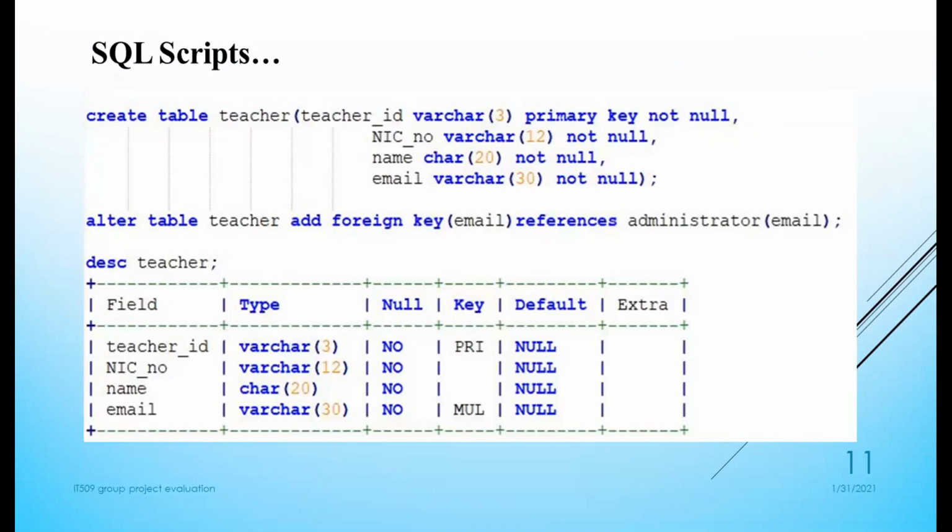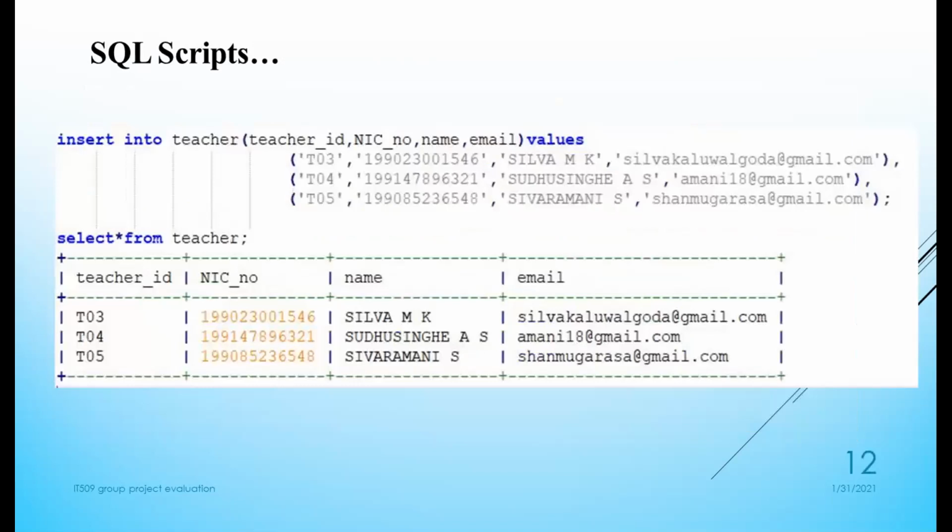Here we are using the primary key for the teacher ID, because teacher ID is unique here. Next. Okay, next is this. After we insert the data, we can get the teacher table. Under the teacher table, we are inserting the three IDs of the teachers and their NIC number, name, and email address. This is the teacher ID. Then we will move to the next one.